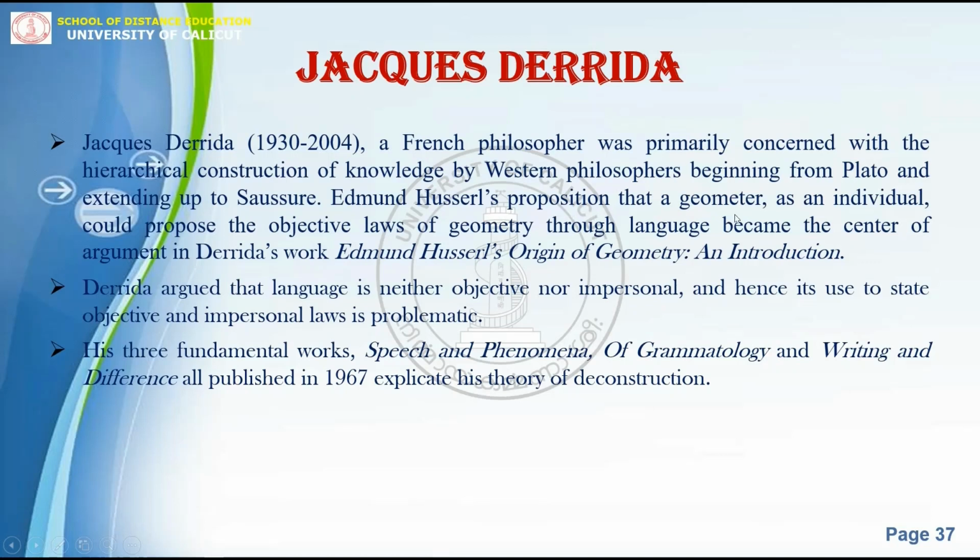Edmund Husserl's proposition that a geometer as an individual could propose the objective law of geometry through language became the central argument in Derrida's work, Edmund Husserl's Origin of Geometry: An Introduction. Derrida argued that language is neither objective nor impersonal, and hence its use to state objective and impersonal law is problematic. His three fundamental works, Speech and Phenomena, Of Grammatology and Writing and Difference, all published in 1967, explicate his theory of deconstruction.